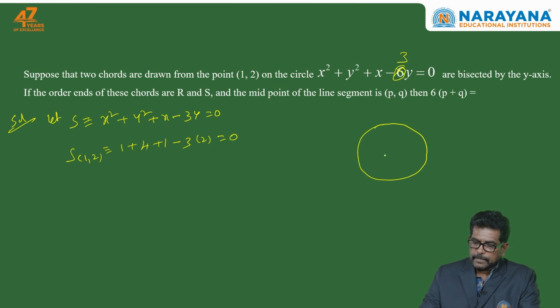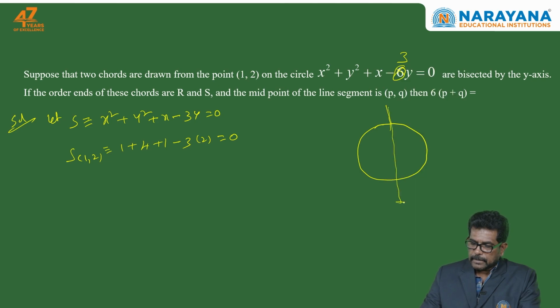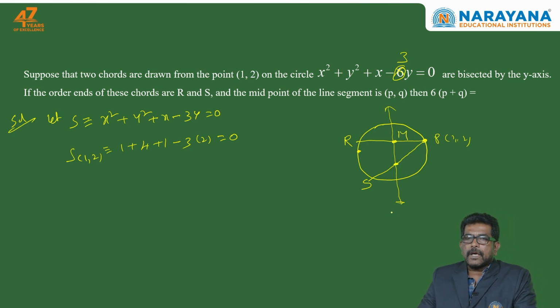Suppose this is the circle and this is the y-axis. Somewhere the point P (1, 2) is here. I consider this side P (1, 2) point. Two chords are drawn like this, and these chords are bisected by the y-axis, and the endpoints are R and S. Now, this is the midpoint. Suppose I consider the midpoint M. Now it is very clear. The midpoint lies on the y-axis.